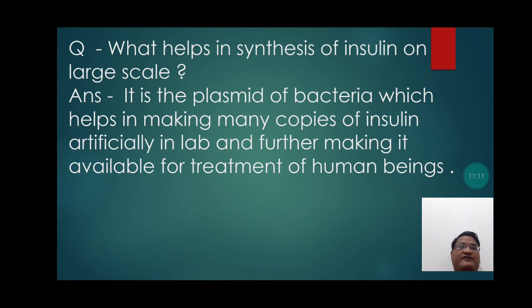So students, now let's discuss an important question. What helps in synthesis of insulin on a large scale? It is the plasmid of bacteria, which helps in making many copies of insulin artificially in the lab and further making it available for treatment of human beings. Thank you, students.